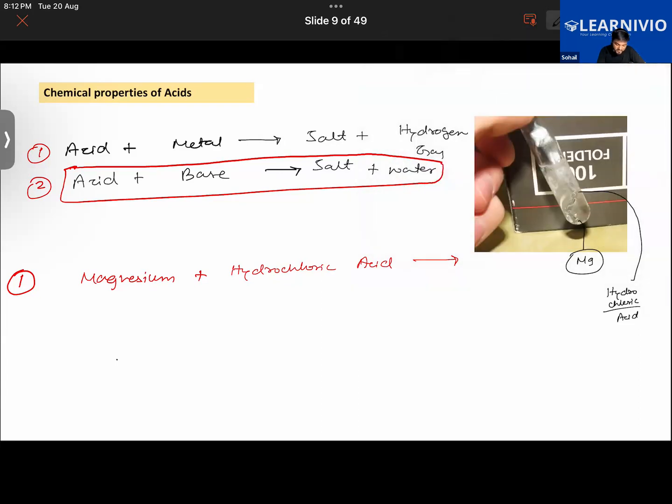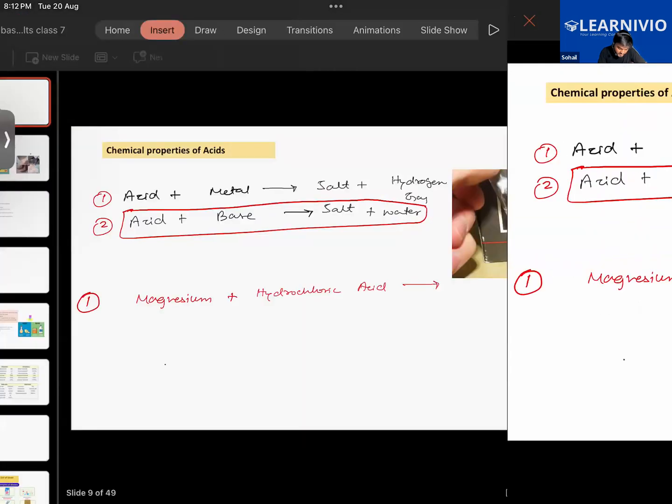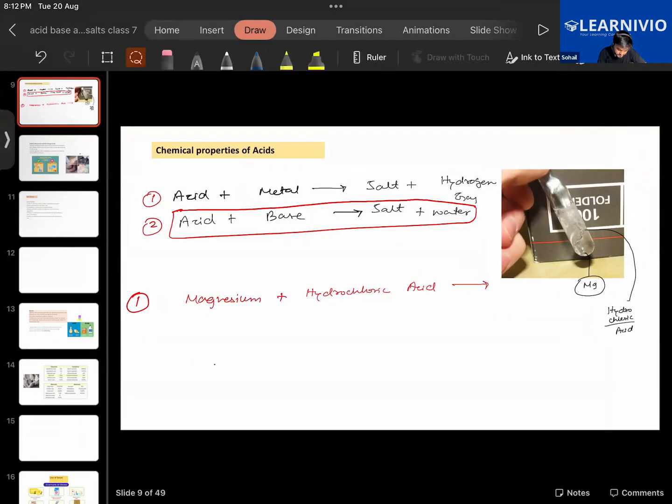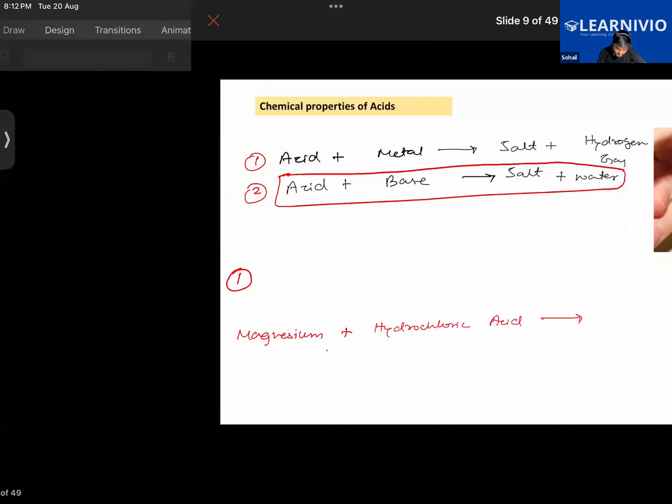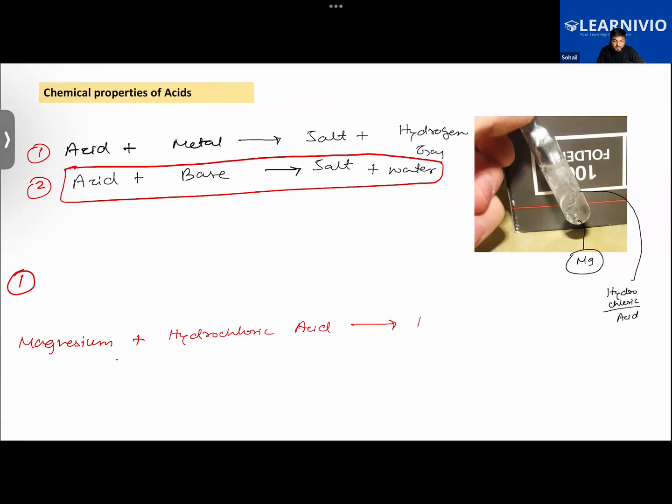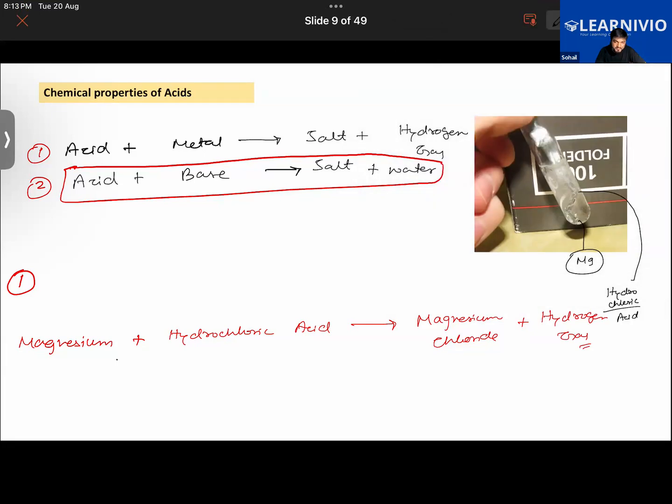Also, as I told you, a salt will be formed. So the salt that will be formed will be magnesium chloride, plus hydrogen gas is released. So is this much clear to everyone so far or not?